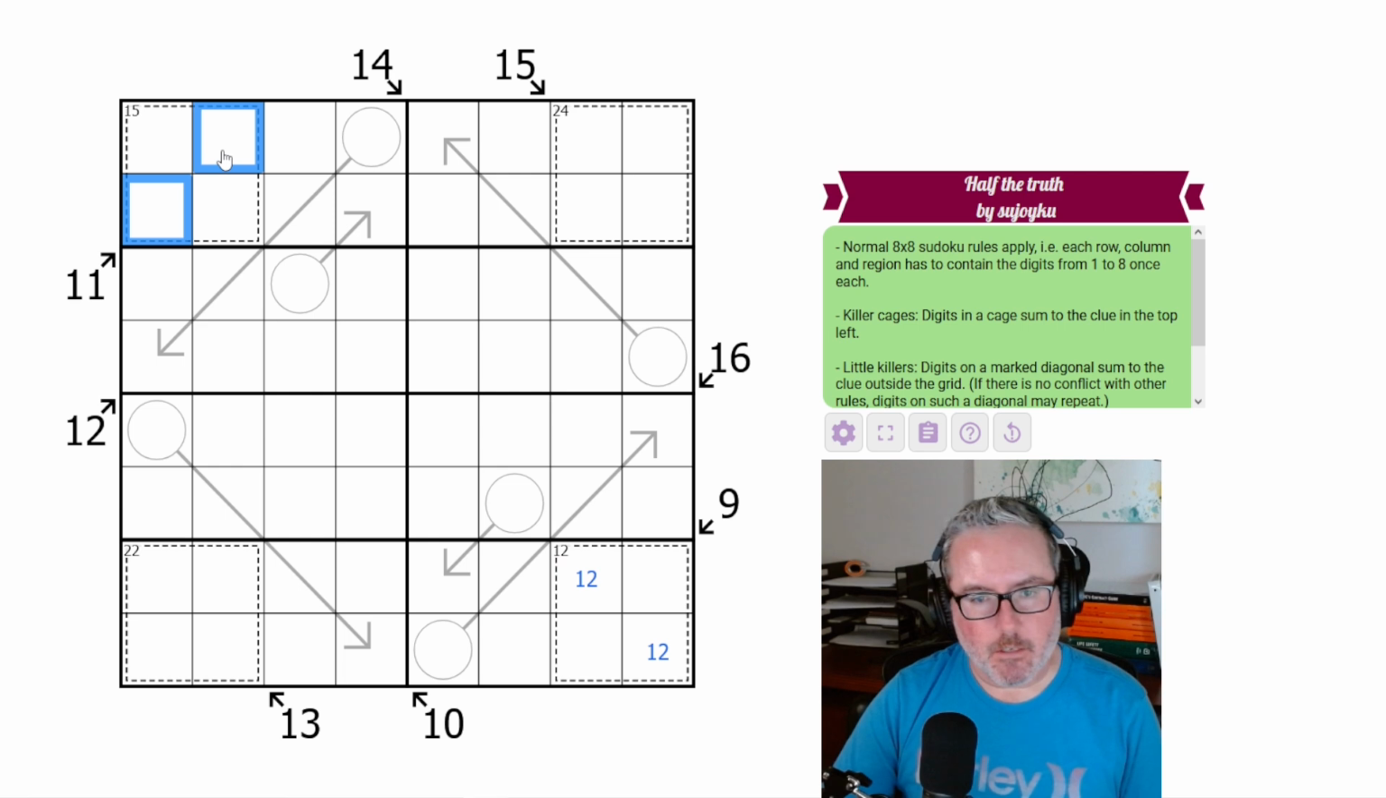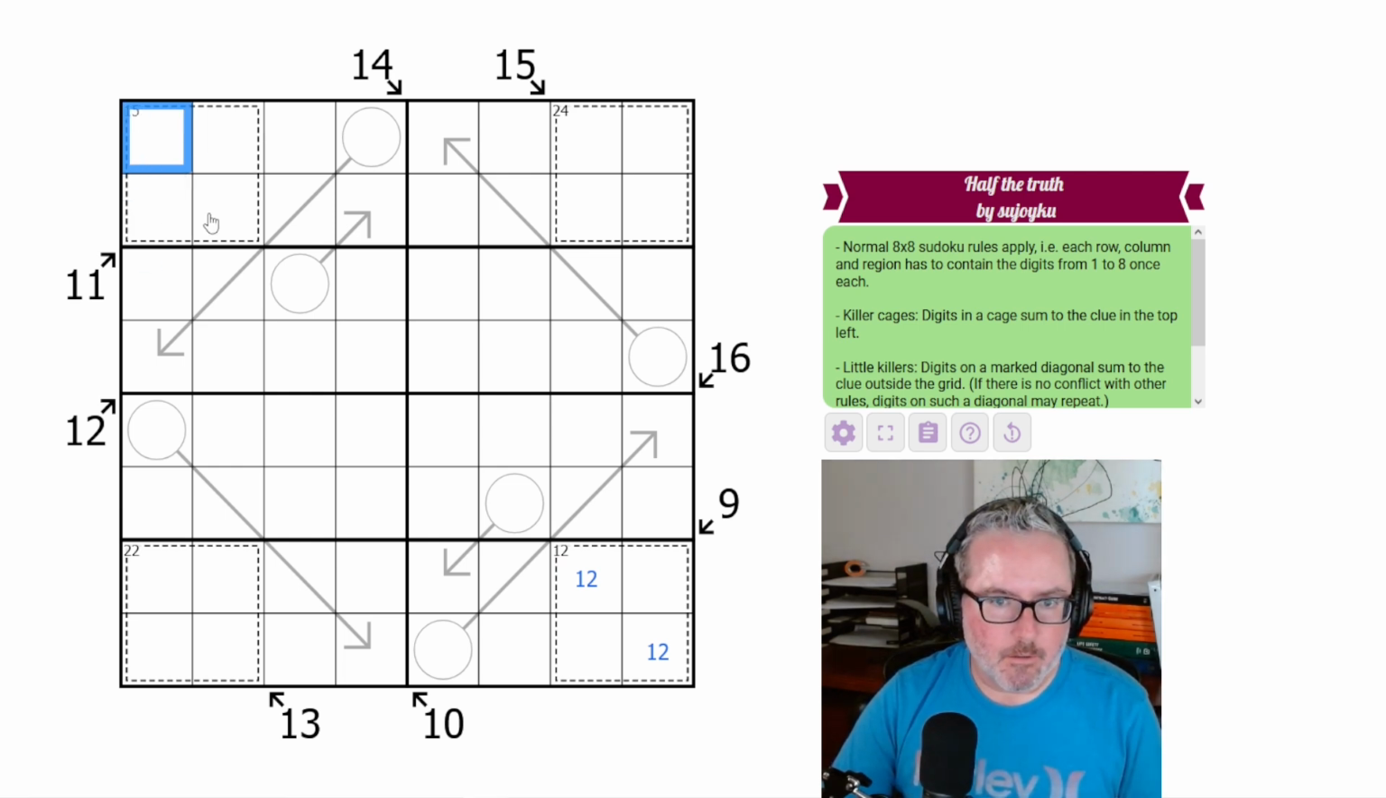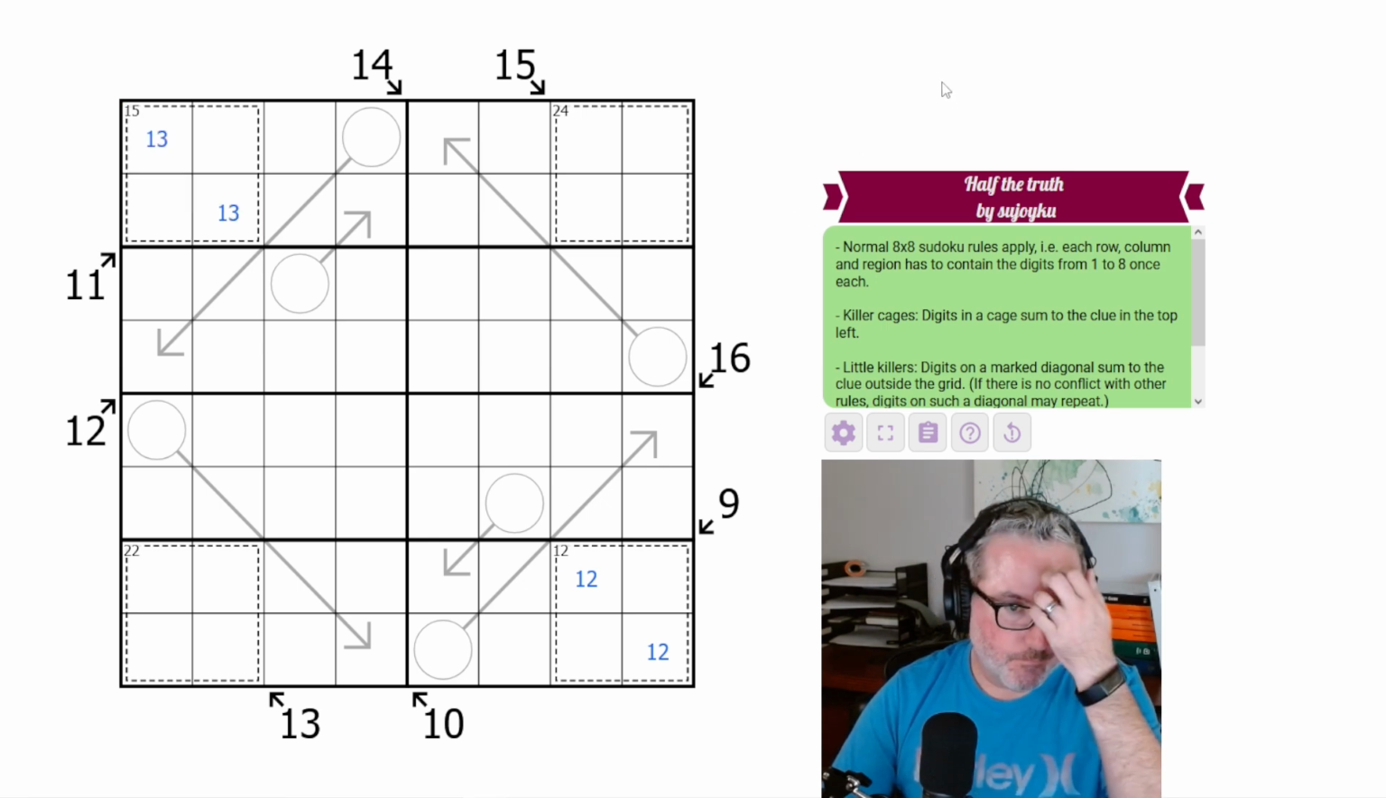A similar situation looks like it's up here. These 2 must add up to 11. The remaining 2 must add up to 4, so therefore it's a 1-3.